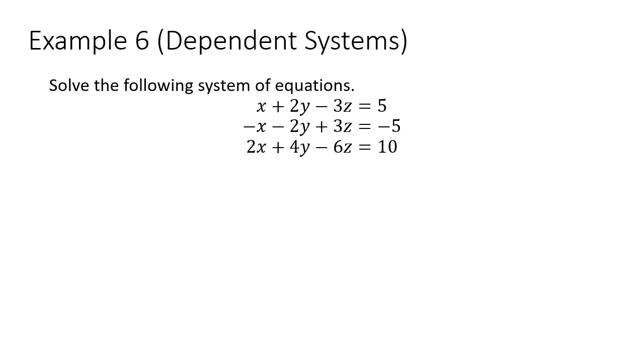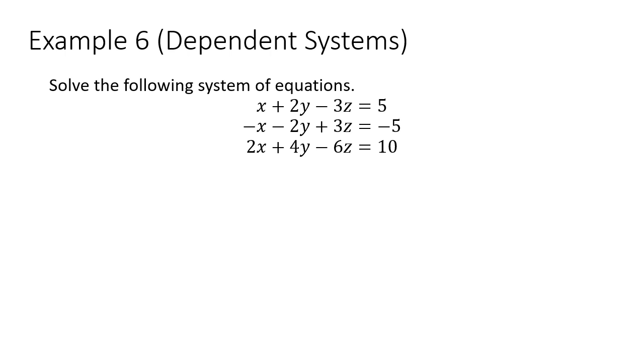Dependent systems, systems with infinitely many solutions, can actually play out a couple of different ways, which makes them a little bit more tricky this time around. So let's start by taking a look at one of the ways in which these can come together with example 6. And we've got the system of equations x plus 2y minus 3z is equal to 5, minus x minus 2y plus 3z is equal to negative 5, and 2x plus 4y minus 6z is equal to 10.